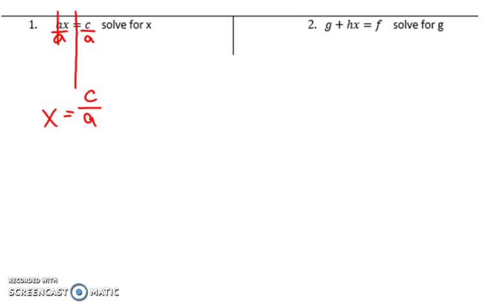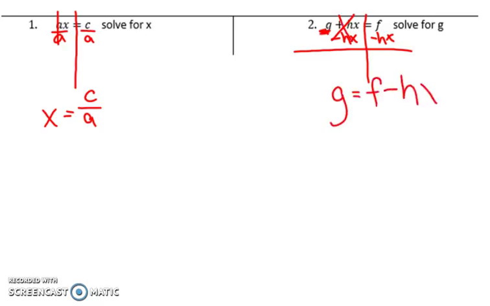If we look at number 2, we have g plus hx equals f. We need to solve for g. So again, we're solving for this term. Now, we need to start with any adding and subtracting. Well, hx is being added to it. The opposite of adding is subtracting. So I'm going to subtract hx on both sides. Well, those cancel out down to 0, and I'm left with g equals f minus hx. In this case, g is now by itself, so we're done solving our equation.